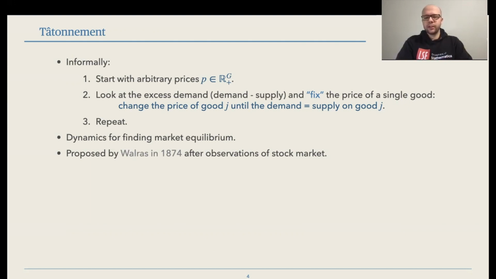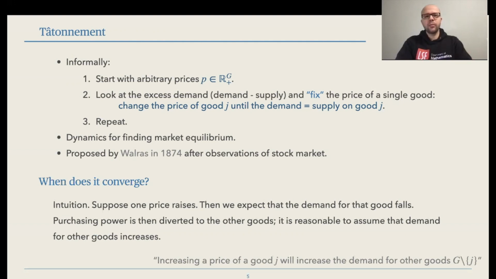Now, while this is very natural, it really doesn't have to converge always. So let us go back to this atomic procedure and think intuitively why would we think that this is a natural way of finding an equilibrium. Well, the intuition is the following. Suppose that we raised one price. This means that the good became more expensive, and therefore agents might not want as much of this good as before. Therefore, we would expect that the demand for this good falls.